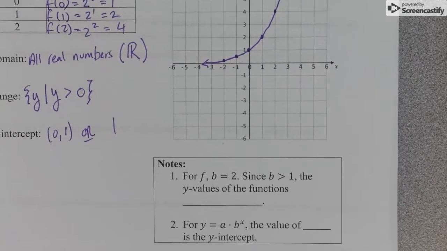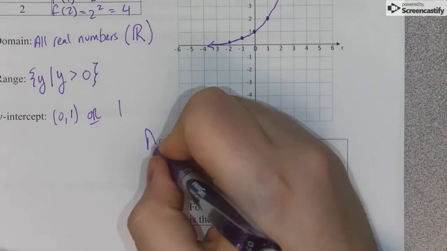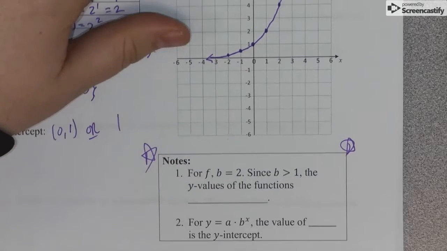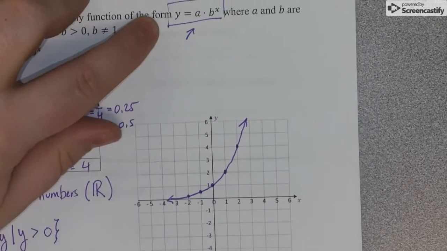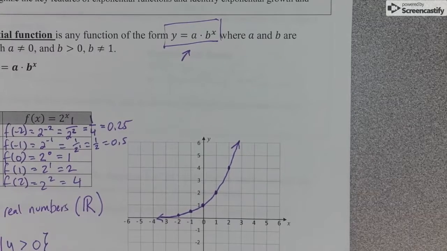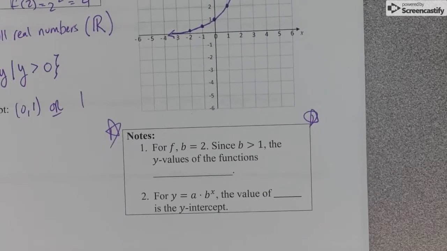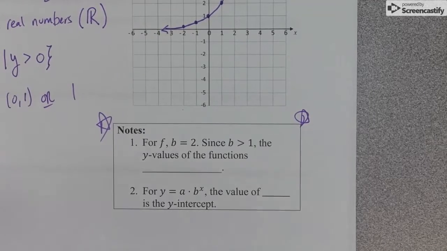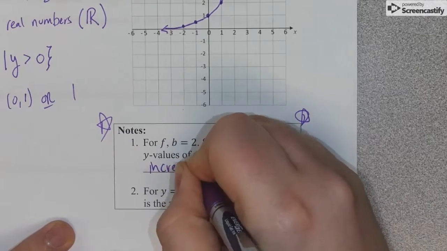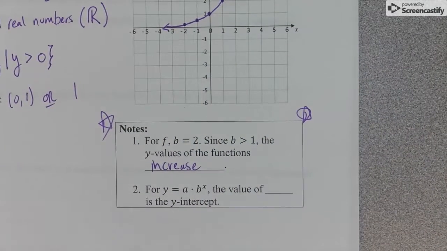Some important notes about this graph of an exponential function. I'll put some stars around that because this is important. For f, b equals 2. So this is our base. If we look at the formula of the exponential, which is y equals a times b to the x, our b value is 2. Since b is bigger than 1, the y values of the function increase. So that b value tells you whether your function is increasing or decreasing.